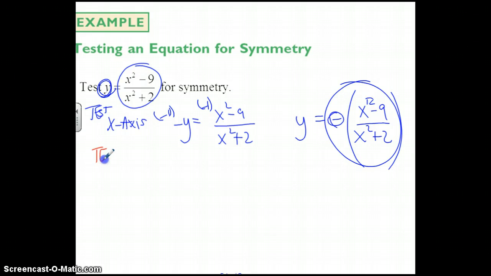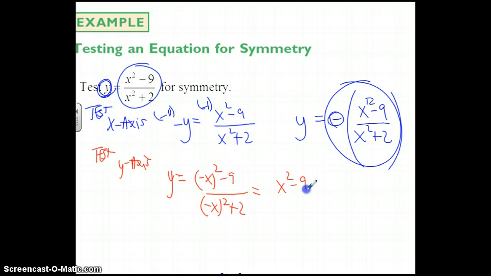Let's test for y-axis symmetry. And y-axis symmetry says replace every x with negative x. So instead of y is equal to x squared, I'll say negative x squared minus y over negative x squared plus 2, which, notice, this simplifies to the exact same function. And that means that it does have symmetry. Because if I replace every x with a negative x and I get the same value, then I know it has symmetry.